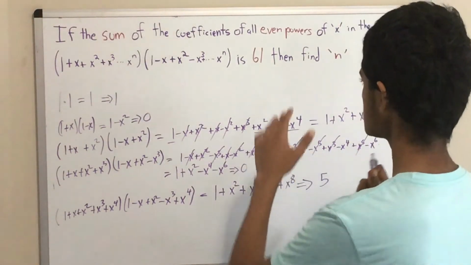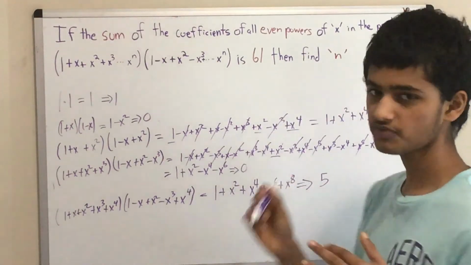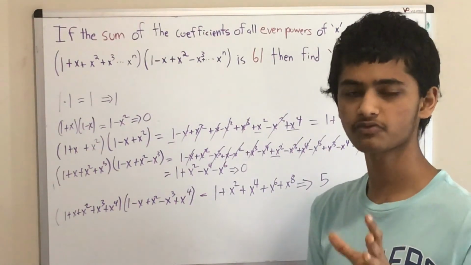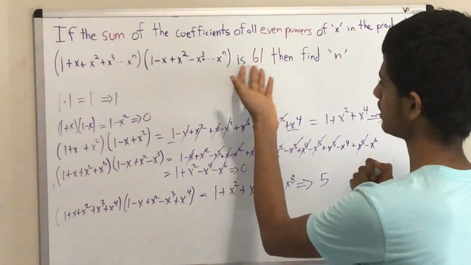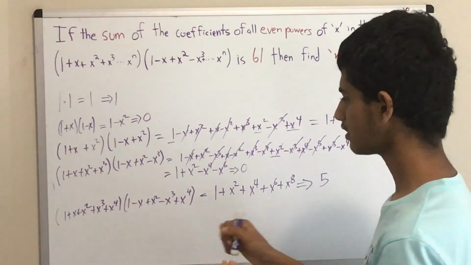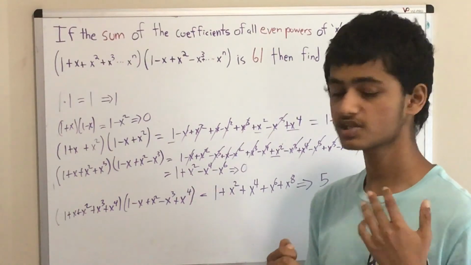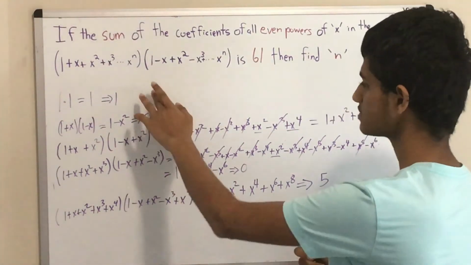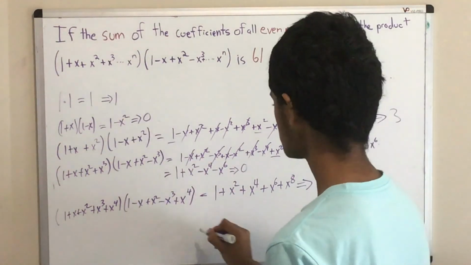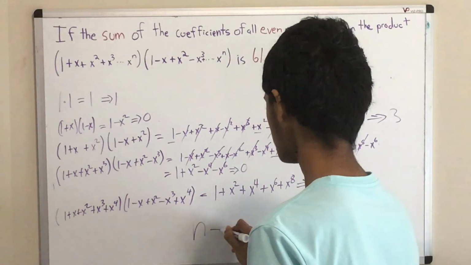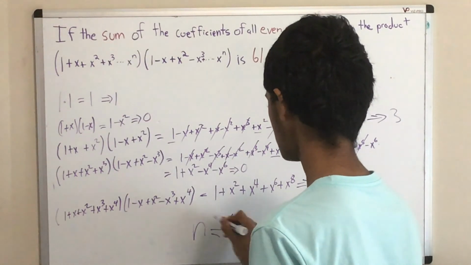That's exactly in line with what we thought before. So if we want to get 61, we need to find the even power right before it, and that number is 60. If the maximum exponent is 60, the sum of the coefficients would be 61, as dictated by the pattern that we saw here. So our final answer of n is going to be 60.